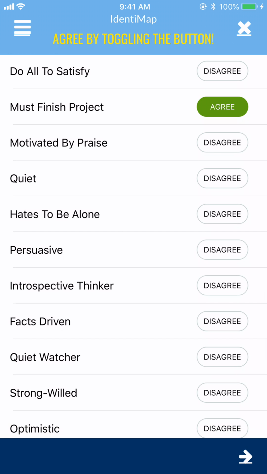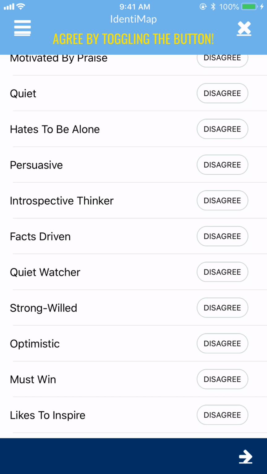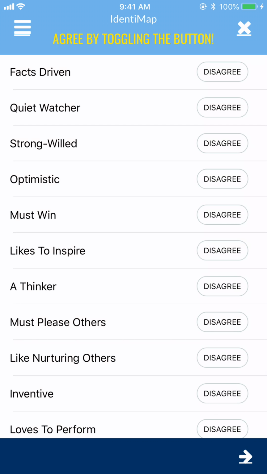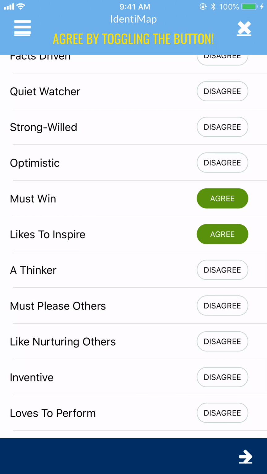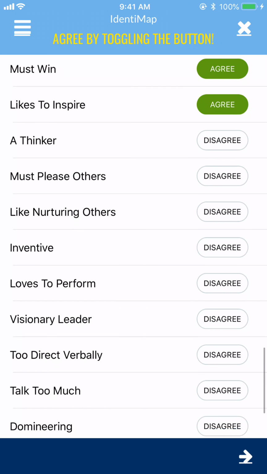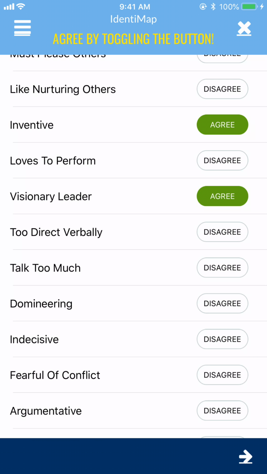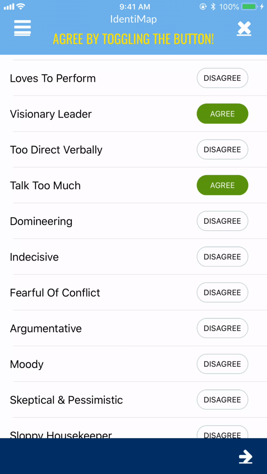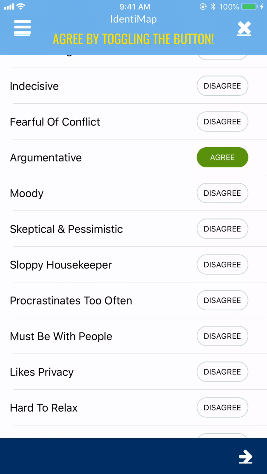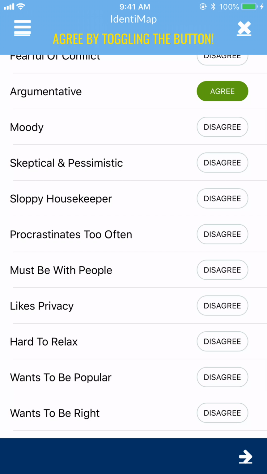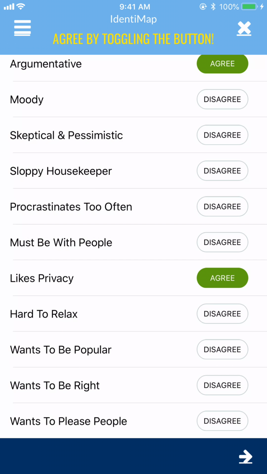Must finish project. Hate to be alone. Agree. And I like to inspire. I must win. I'm optimistic. Don't care about other people that much. I'm inventive. I'm a visionary leader. Talk too much. I'm argumentative. I like privacy, and I want to be right. So, okay. Now, that may not be what most marketing people would describe themselves as, but that's how I describe myself in this situation.